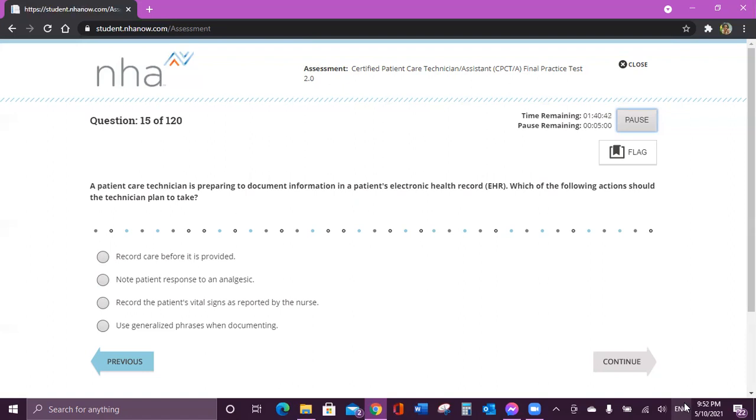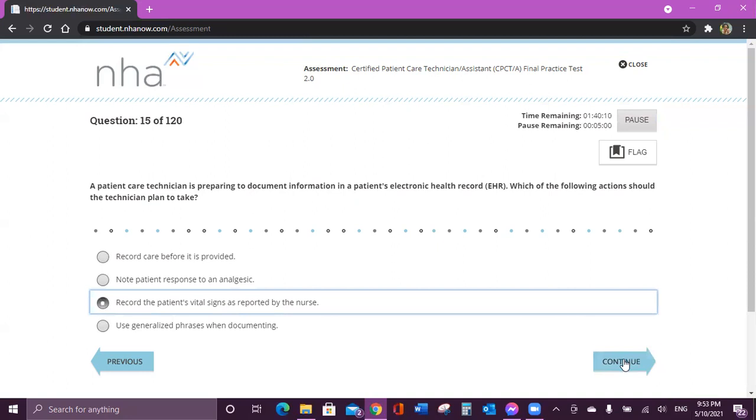A patient care technician is preparing to document information in a patient electronic health record. Which of the following actions should the technician plan to take? Record care before it's provided? No. Record the patient vital signs as reported by the nurse. You have to record and then tell the nurse. Yes.